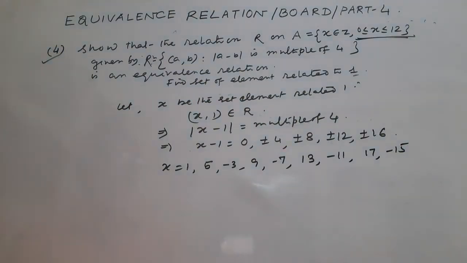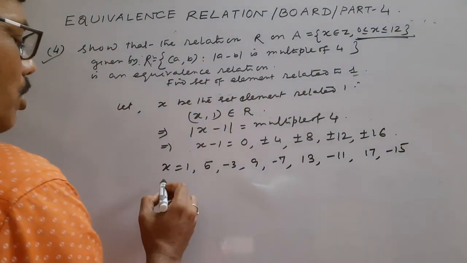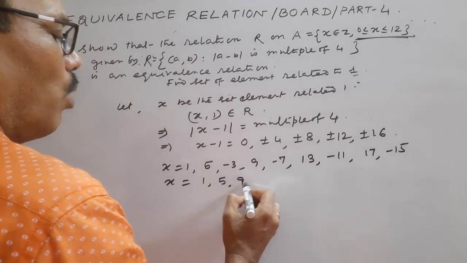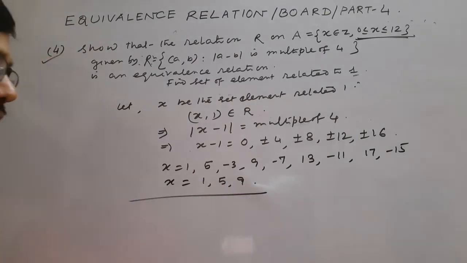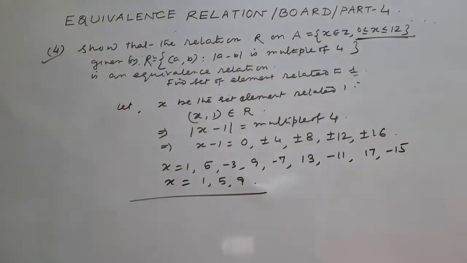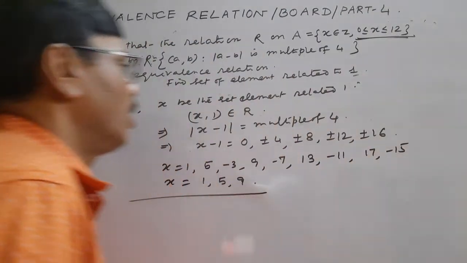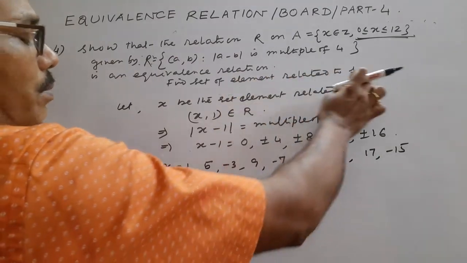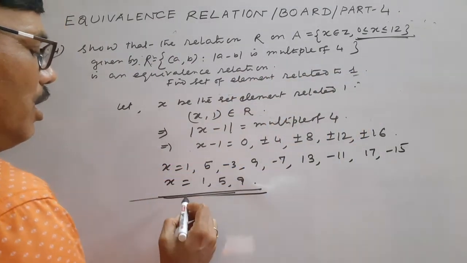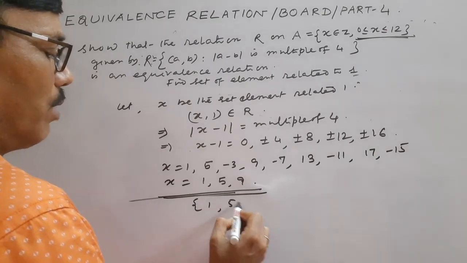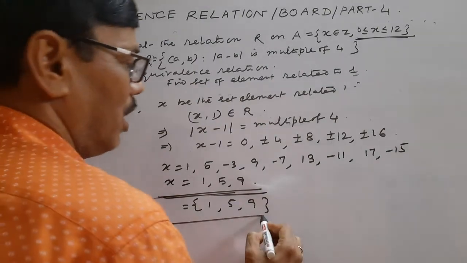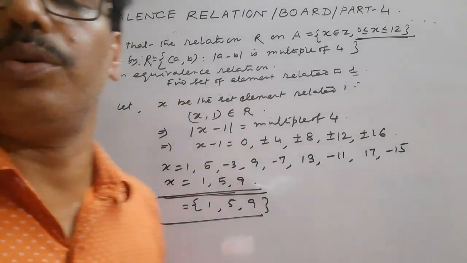But look, we need values of X from 0 to 12. So what are the values of X? X equals 1, 5, 9. So find the set of elements related to 1. The set of elements related to 1 is 1, 5, 9. So these are the set of elements related to 1.